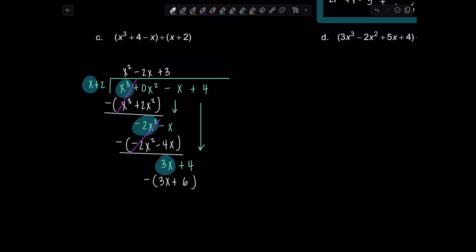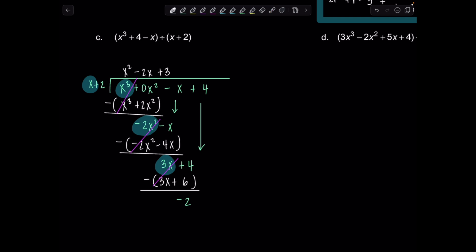Step 3, subtract. 3x cancels. 4 minus 6, negative 2. I can't divide anymore. This is degree 0. Divisor is degree 1. So we're done.